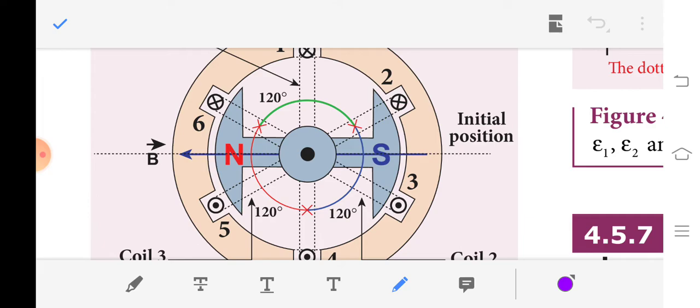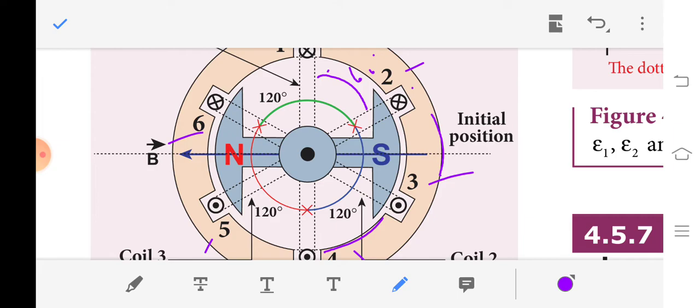The simplified construction of a 3-phase generator has an armature core with 6 slots, namely 1, 2, 3, 4, 5, 6. 6 slots are there. Each slot is 60 degrees away from another. The angle between these is 60 degrees, and another 60, another 60.